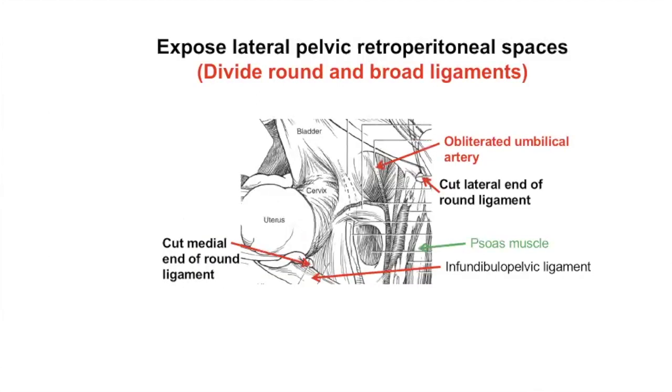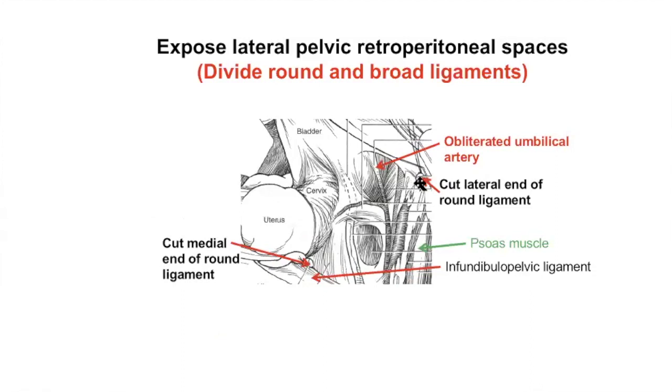1, exposing the lateral pelvic retroperitoneal spaces. The round and broad ligaments are divided near the pelvic side wall. Incision is extended anteriorly, parallel to the obliterated umbilical artery, and posteriorly over the psoas muscle, parallel to the infundibulopelvic ligament. So I'll show you what that means.